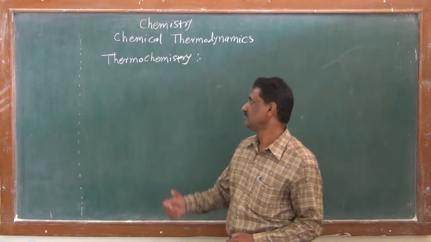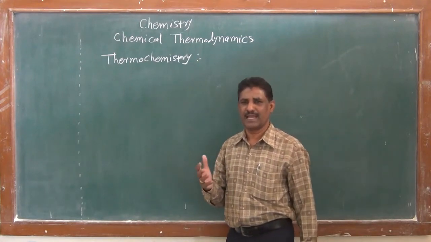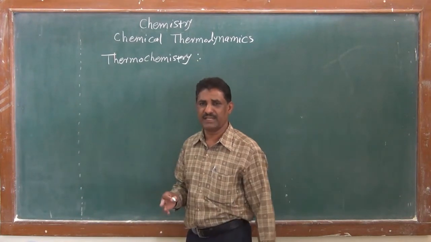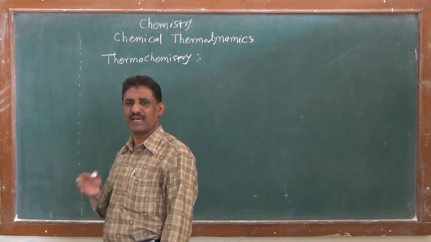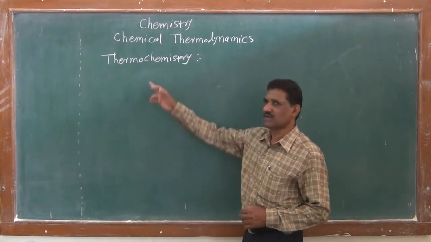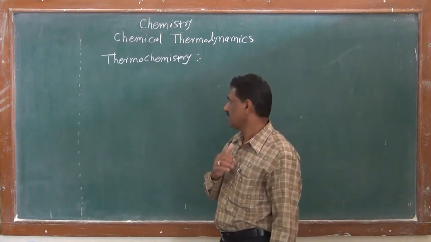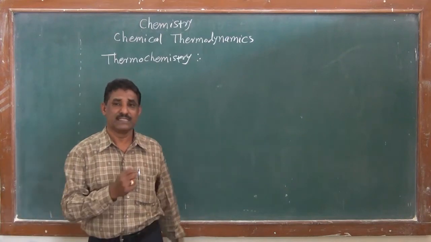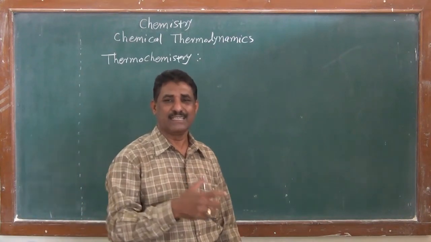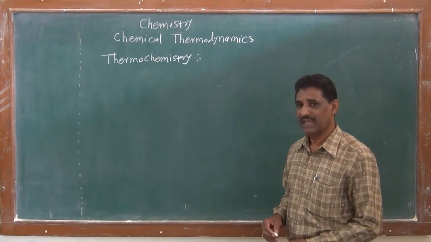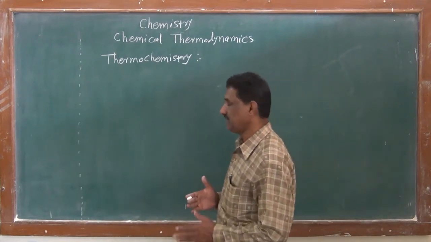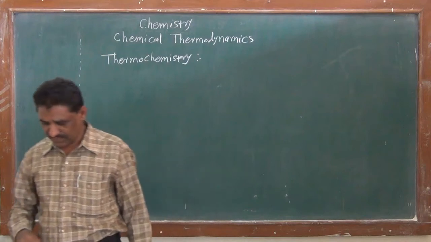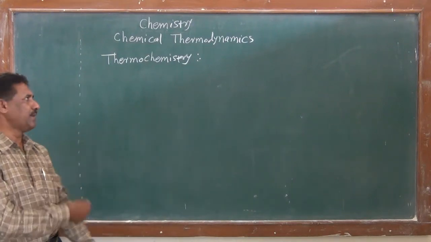Thermo means heat, and chemistry covers the different reactions that take place. Heat change in a chemical reaction is called thermochemistry. Another way to define it: thermochemistry deals with the change in enthalpy. Enthalpy means heat. The first point we see is the enthalpy of a chemical reaction.